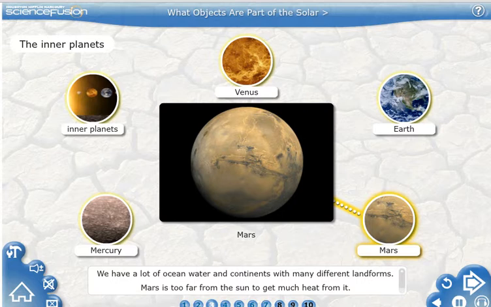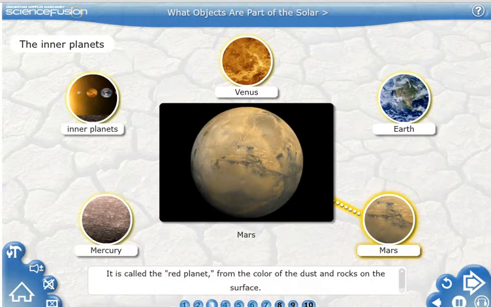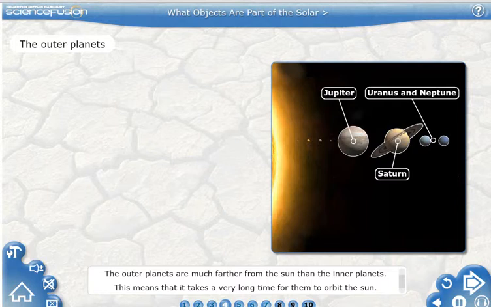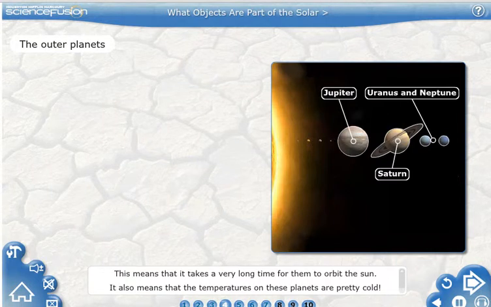Mars is too far away from the sun to get much heat from it. It is called the red planet from the color of the dust and rocks on the surface. The outer planets are much farther from the sun than the inner planets. This means that it takes a very long time for them to orbit the sun. It also means that the temperatures on these planets are pretty cold.